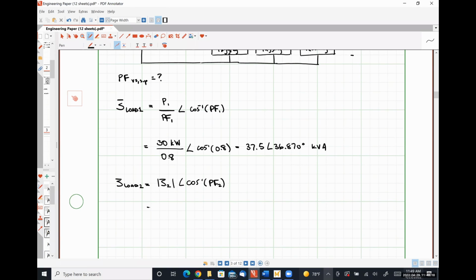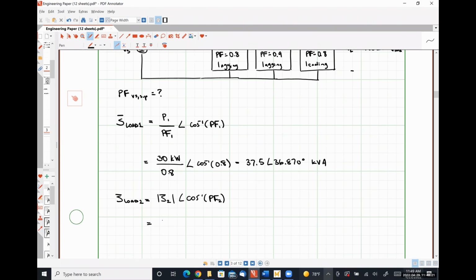So in this case, we are going to have 20 kVA with an angle of inverse cosine 0.9, which looks like 20 angle 25.842 degrees kilovolt amperes. So we've got S load 1, we've got S load 2.